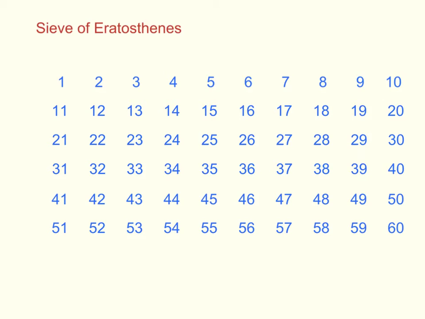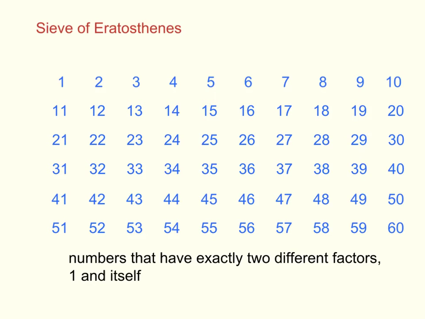The idea is quite simple. We will start from 1, checking the whole numbers, here up to 60, and check whether they satisfy the definition of prime numbers or not. So let's have the definition here. Prime numbers are the numbers that have exactly two different factors, 1 and itself.